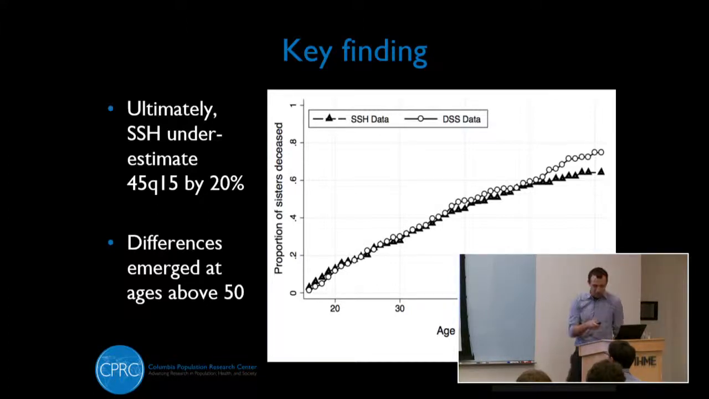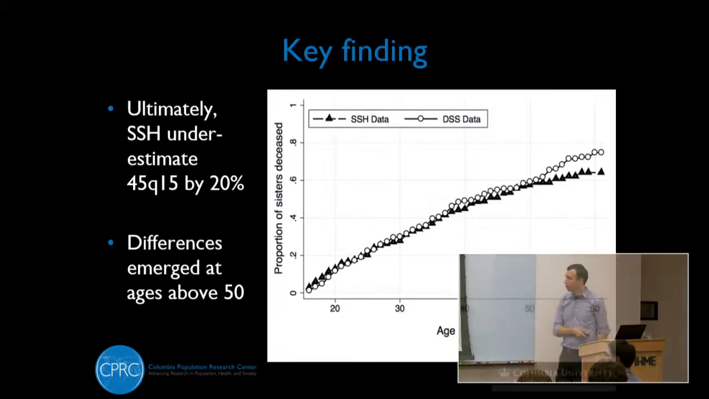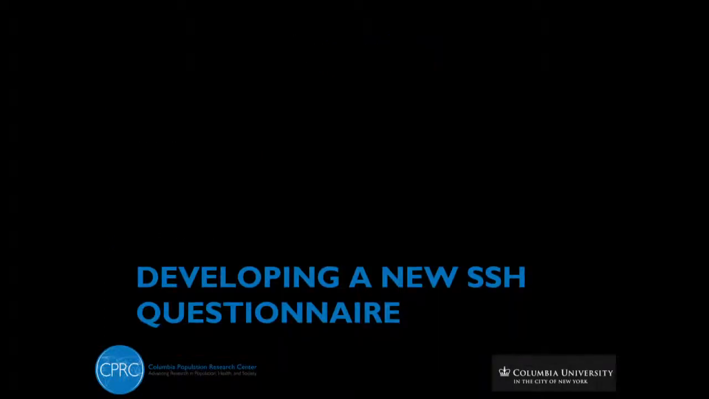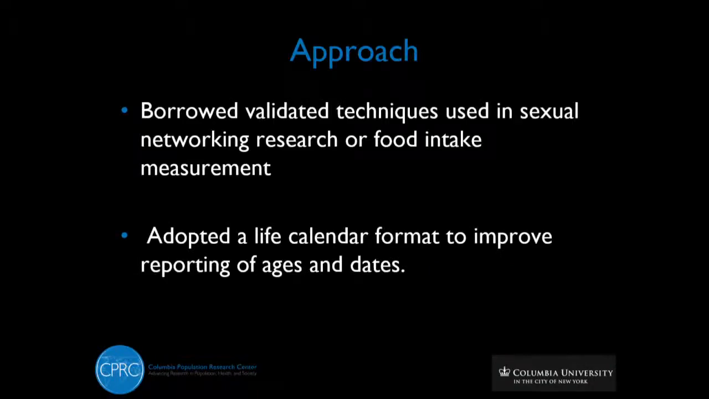Let me move forward a bit because I think we're going to run out of time soon, and I do want to talk about this new questionnaire we've been working on. Essentially, we try to address some of these questions about the methodology of the survey, and whether there are things we can modify to reduce the reporting errors that we see in the data here. To do this, we borrowed well-known techniques. We didn't invent a single thing.